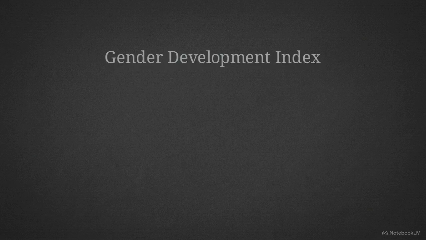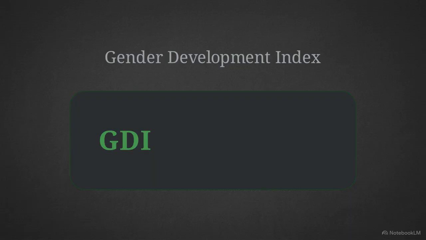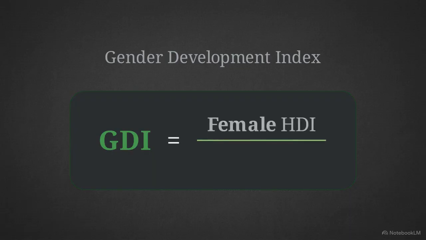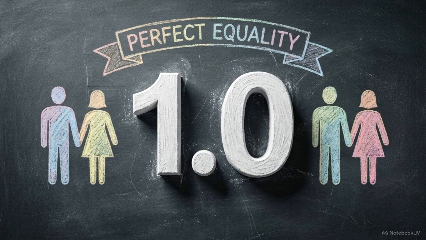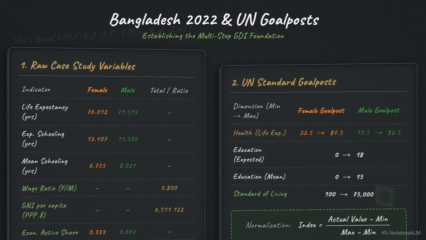This diagram illustrates the core concept of the Gender Development Index, or GDI. It is a direct mathematical ratio comparing a nation's female human development index against its male human development index. If the calculation outputs a final score of exactly 1.0, it means the country has achieved perfect developmental equality between genders. Look at this data table displaying our case study for this calculation, Bangladesh in 2022.